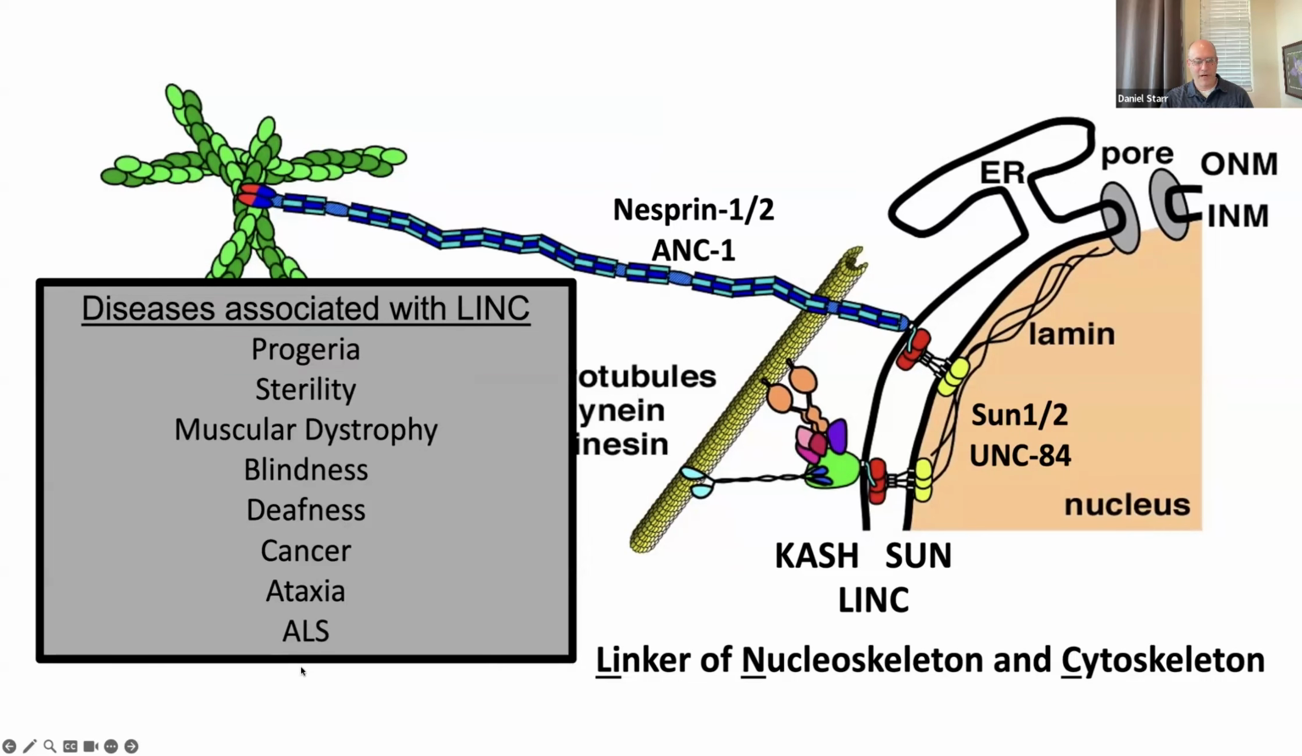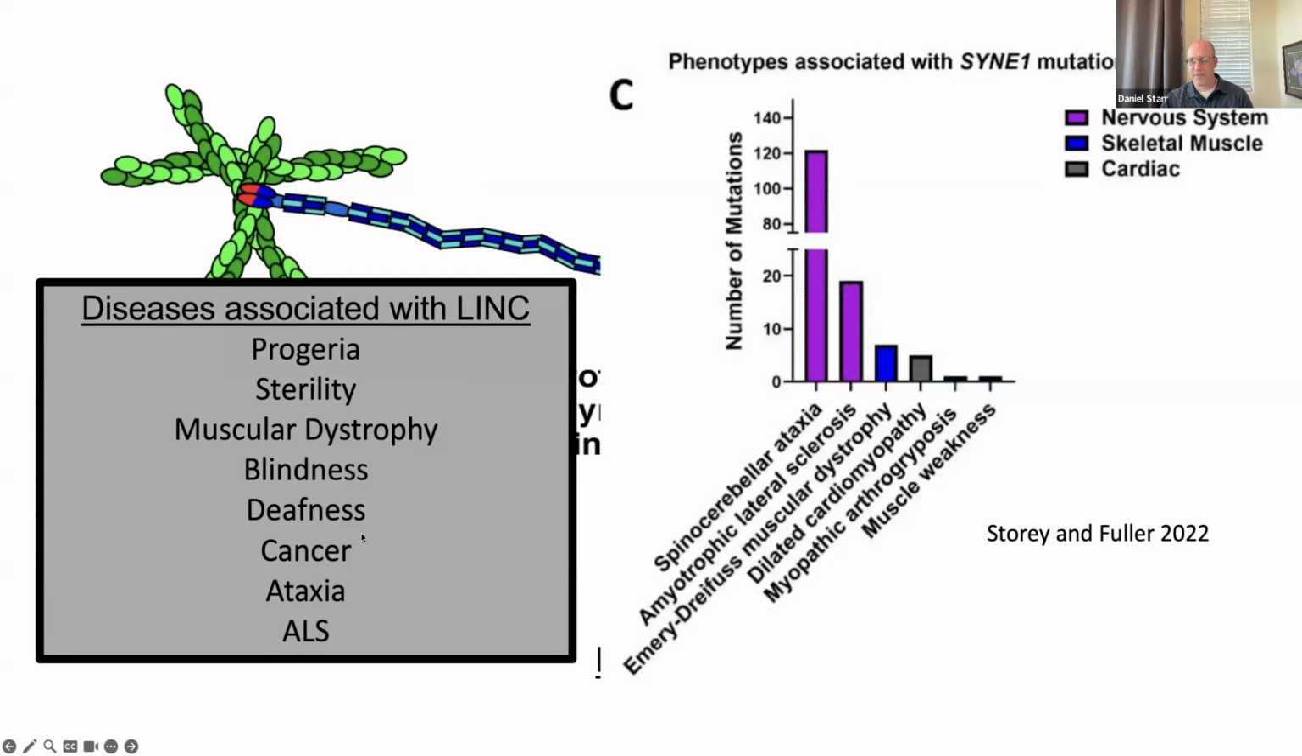But really, I want us to think about these giant KASH proteins as being involved in neurological disorders, ataxia and ALS. Here, from a meta-review published a couple of years ago about clinical mutations associated with the SYNE1 gene that encodes giant Nesprin-1, most of the patients with defects in giant Nesprin-1 have neurological disorders. Most of them are ataxias and then ALS, and then a few muscle diseases.